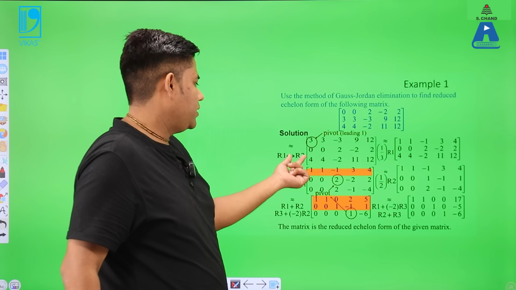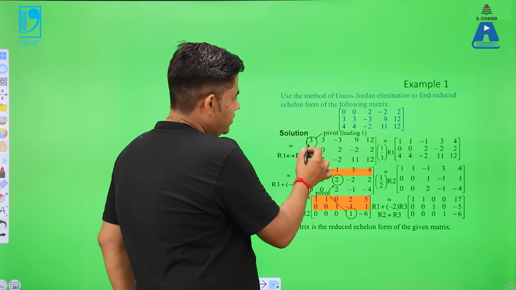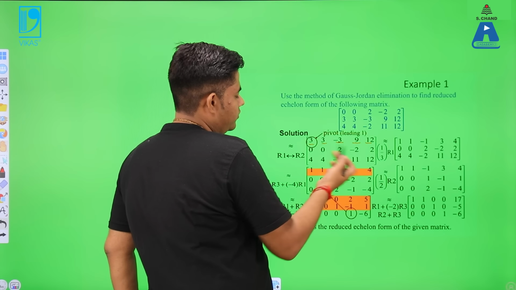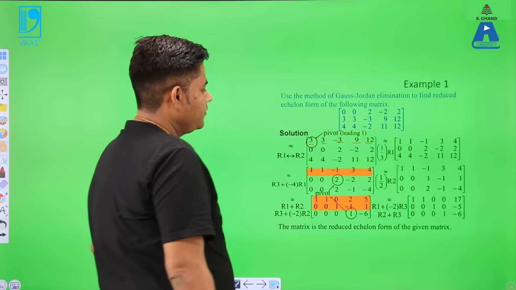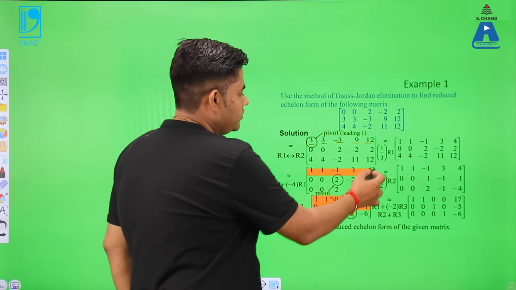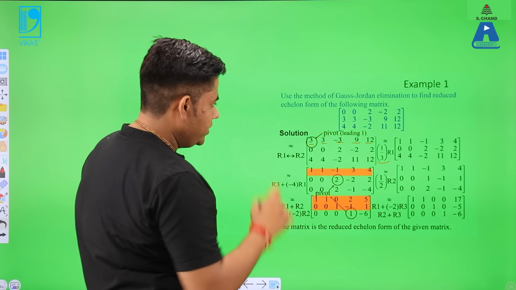So R1 is converted to R2, or R1 interchanges to R2. That means you will get 3, 3, minus 3, 9 and 12, and the rest of the rows remain the same. And here, if I want 1, I need to divide the entire row by 1. So this is the row operation. After dividing it, I will get this elimination procedure done.